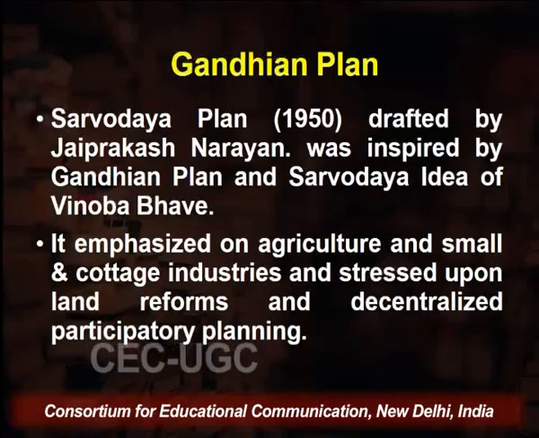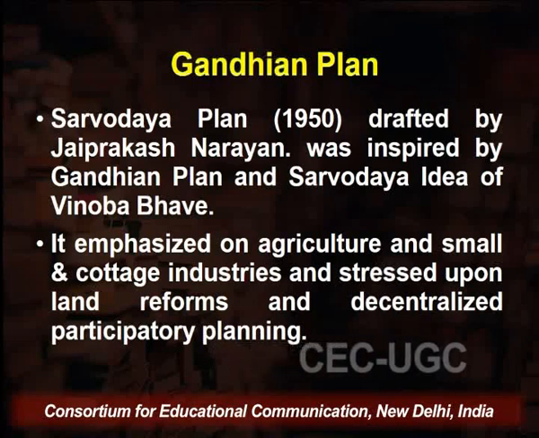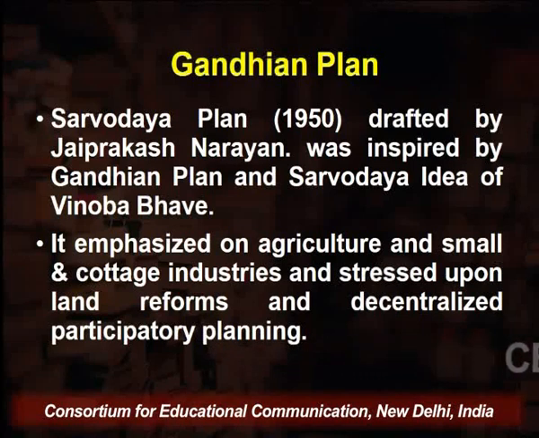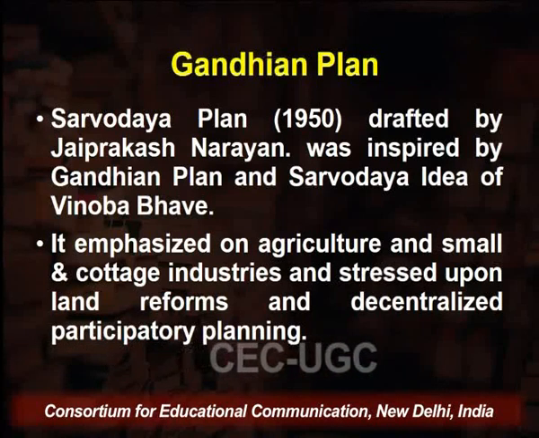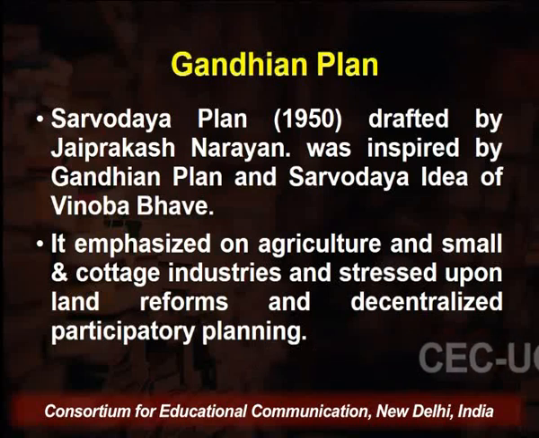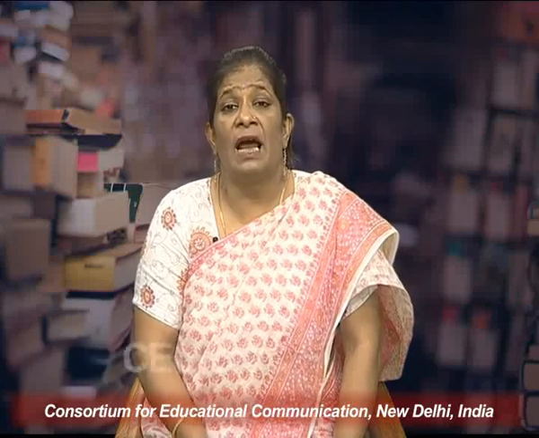Now, this Gandhian plan also goes along with another plan which is quite similar in content, the Sarvodaya plan, which was drafted by Jayaprakash Narayan and inspired by the Gandhian plan. The Sarvodaya plan was actually inspired by Vinoba Bhave's ideology, which similarly drew attention towards the economy in rural areas, self-sufficient units, the handloom industries, and the need for land reform and decentralized participatory planning.